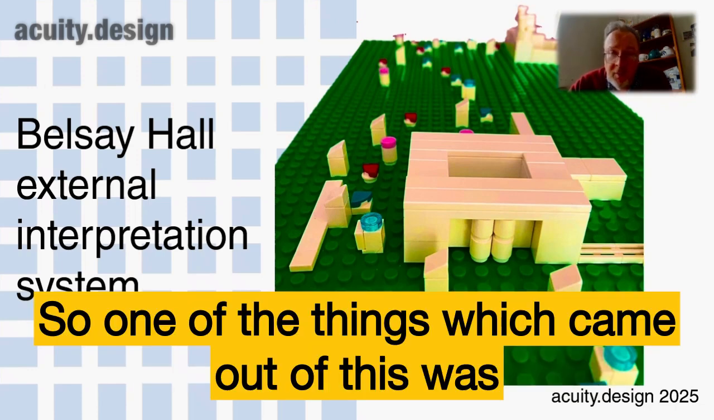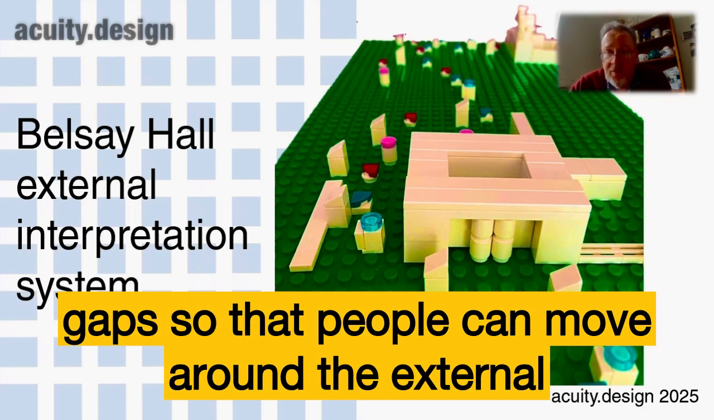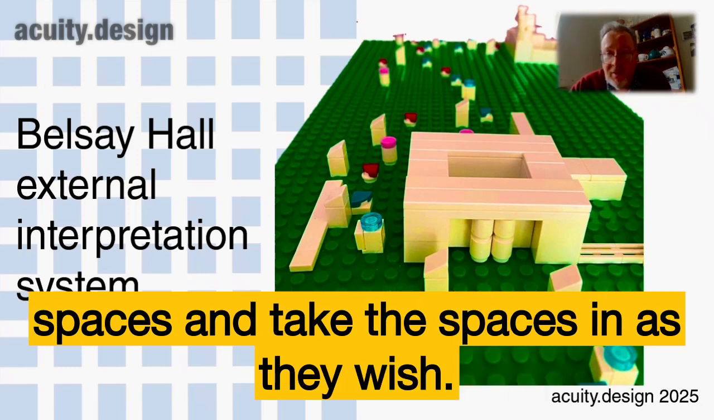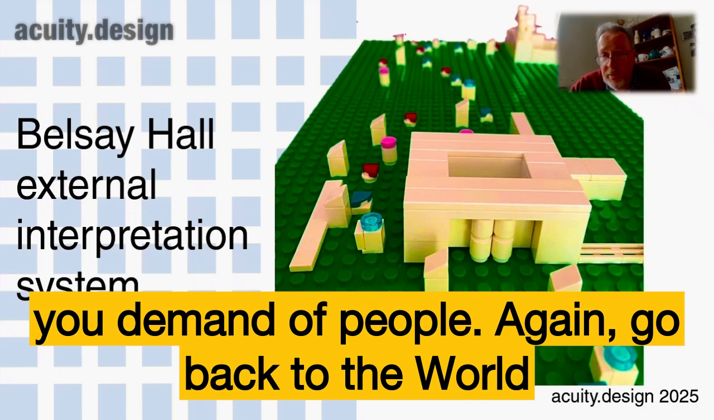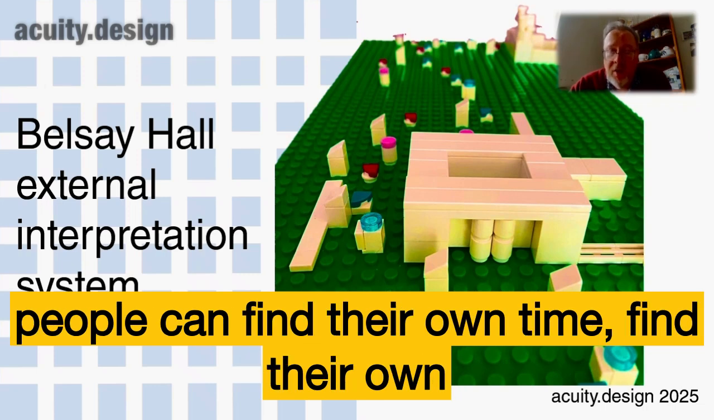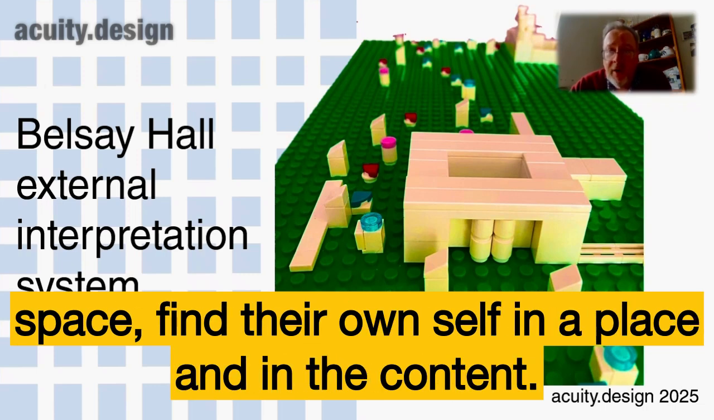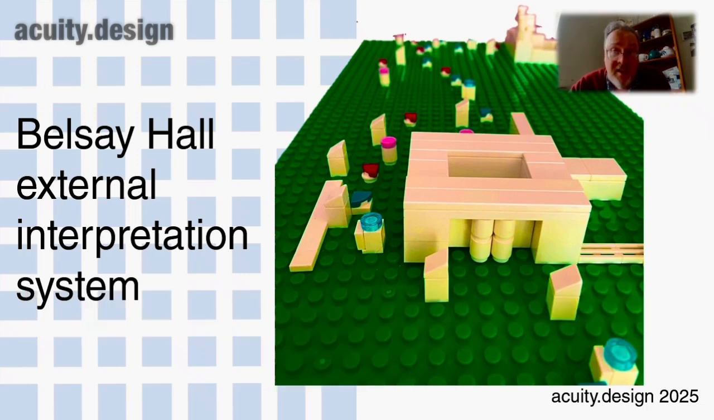So one of the things which came out of this was not adding more interpretation panels, leaving gaps so that people can move around the external spaces and take the spaces in as they wish. The more information you place in a space, the more you demand of people. Again, go back to the World War I gallery. We need to create gaps so that people can find their own time, find their own space, find their own self in a place and in the content. Sometimes the best content is no content.